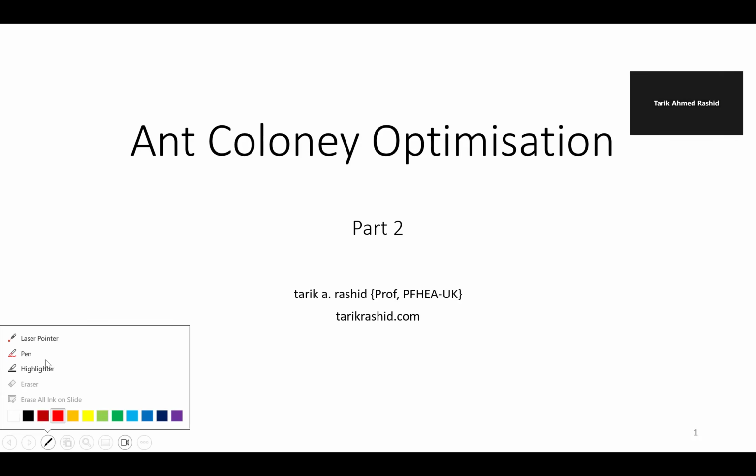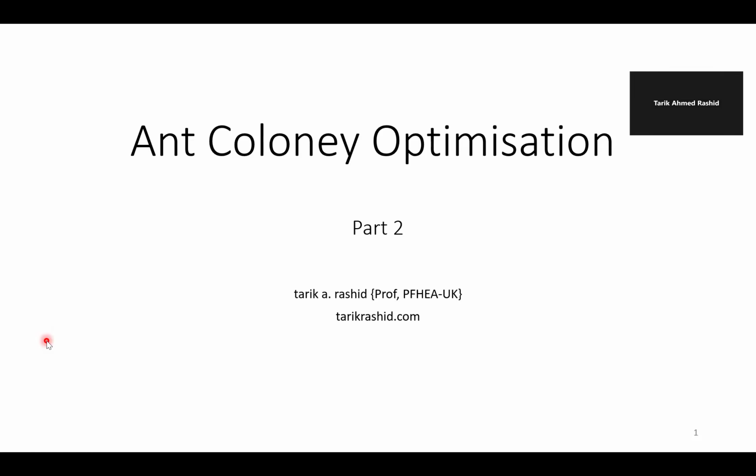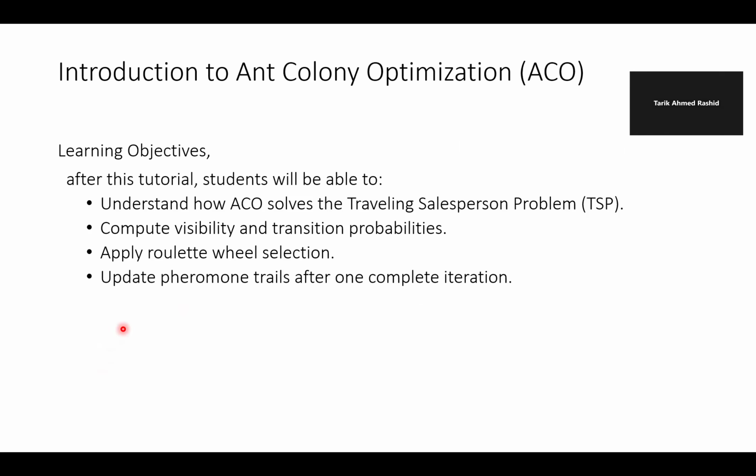Hi, this is the second part of ACO, ant colony optimization, part two. As promised, this is the practical part of how you implement ACO on a real-life example, which is the travelling salesperson. The travelling salesperson is a common problem in the field of artificial intelligence. It is a common problem, and if you want to test any algorithm, this could be a benchmark. This TSP problem is a benchmark for that.